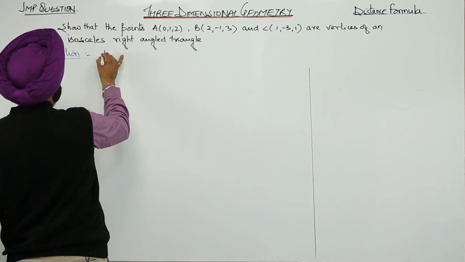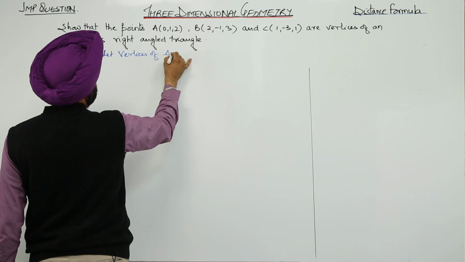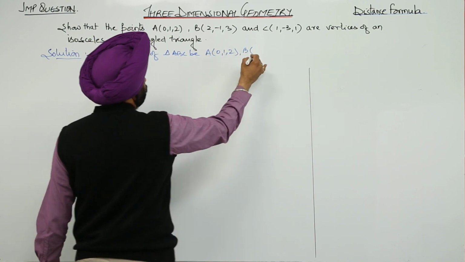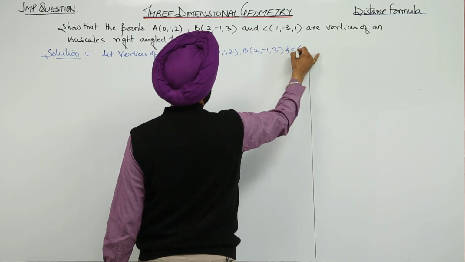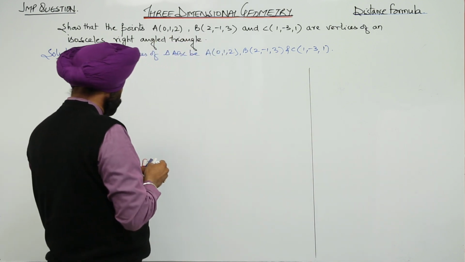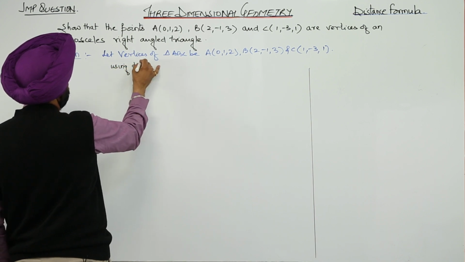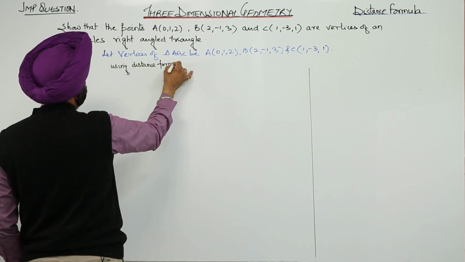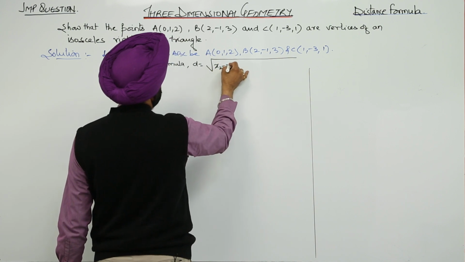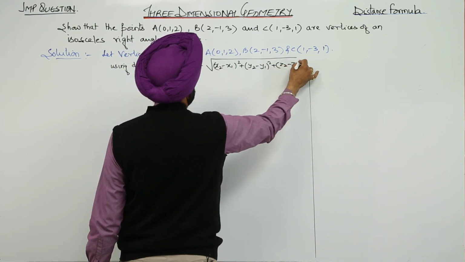Now, let A, B, C be the vertices of triangle ABC, with A (0, 1, 2), B (2, -1, 3) and C (1, -3, 1). Now, using the distance formula: square root of (x2 minus x1) whole square plus (y2 minus y1) whole square plus (z2 minus z1) whole square.